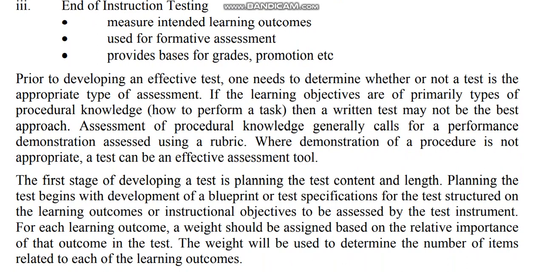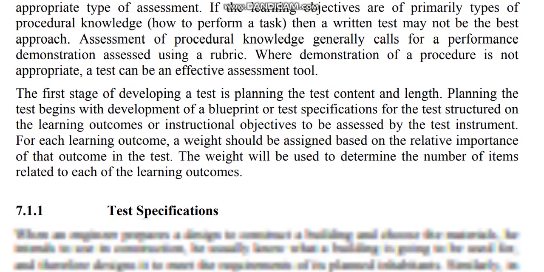The first stage of developing a test is planning the test content and length. Planning the test begins with development of a blueprint or test specifications for the test, structured on the learning outcomes or instructional objectives to be assessed by the test instrument. For each learning outcome, a weight should be assigned based on the relative importance of the outcome in the test. The weight will be used to determine the number of items related to each of the learning outcomes.